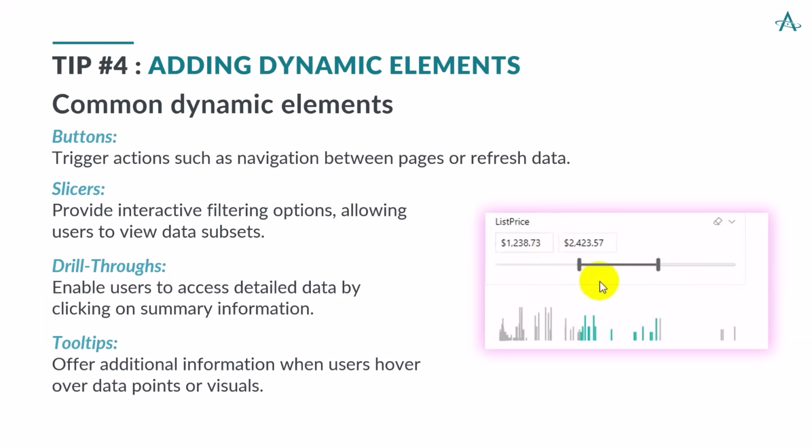We have some common dynamic elements like buttons. These can be used for navigation or to trigger specific actions such as refreshing data. We have slicers. They allow users to filter data dynamically, letting them view specific subsets of information. And drill-throughs. They enable users to click on summary data and access more detailed information, enhancing data exploration.